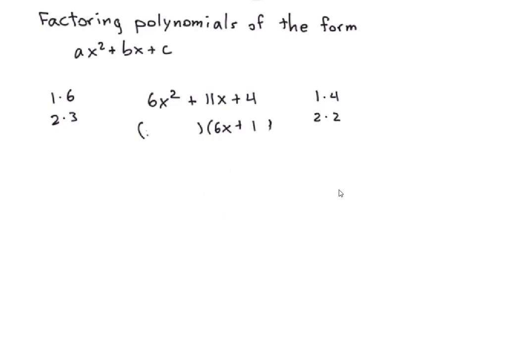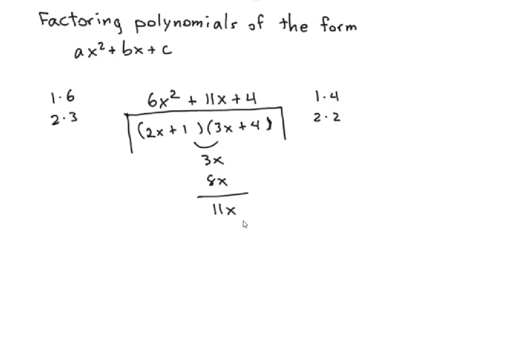So let's switch it and put the 2 and the 3. So 2x, 3x. And let's try the 1 and the 4. So we're going to do plus 1, plus 4. Let's check this. This one's going to give us 3x. This one's going to give us 8x, 11x, and that's exactly what we wanted here. And so this is the correct factorization for this polynomial.